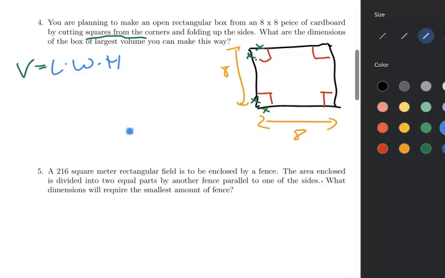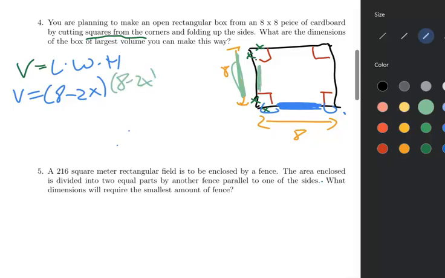So length, I'll just go this way. This distance here will be all of the distance 8, subtract off these two x's. Then if I'm going to do the same thing for the width, that would give us the same, right? I would get an 8 minus 2x also. And then the height is that distance x. So it's just going to be times x.